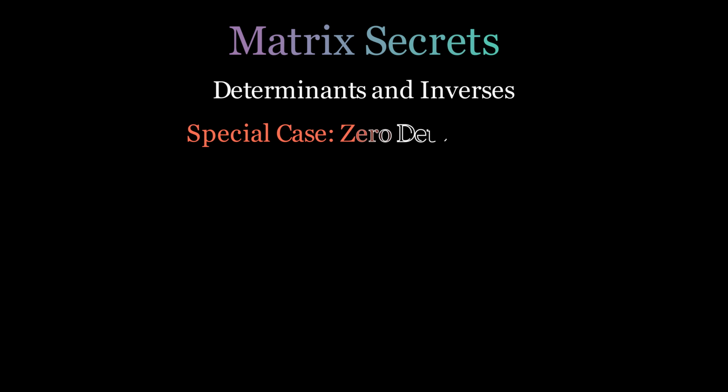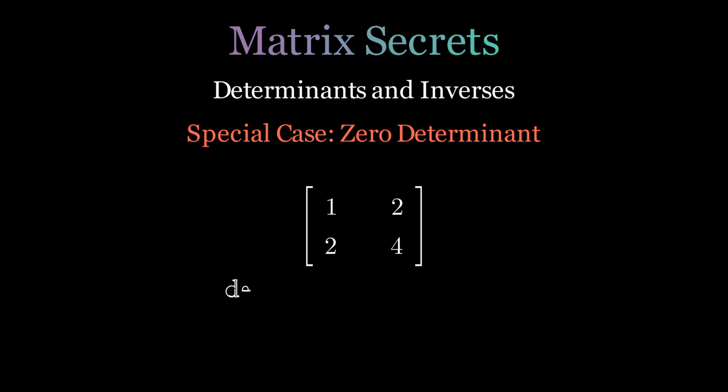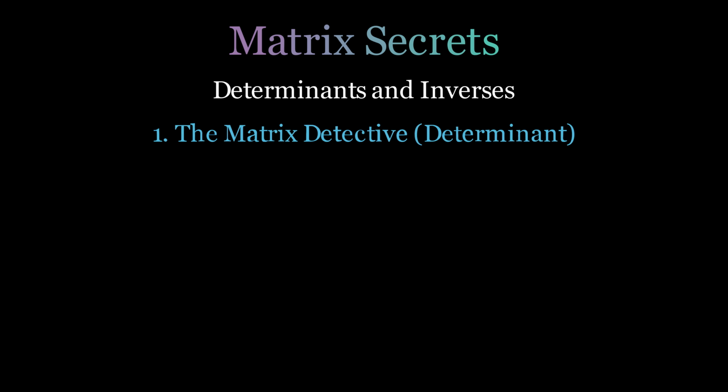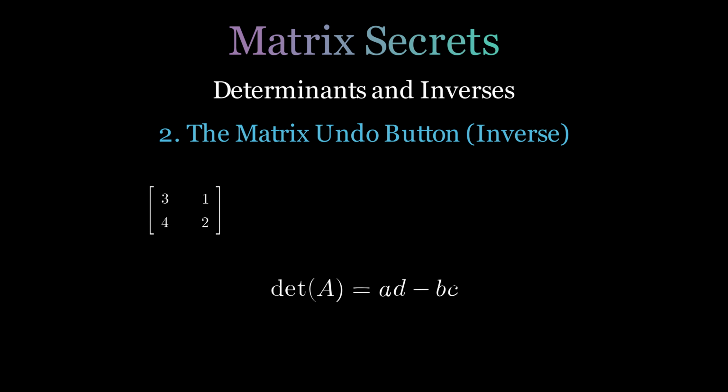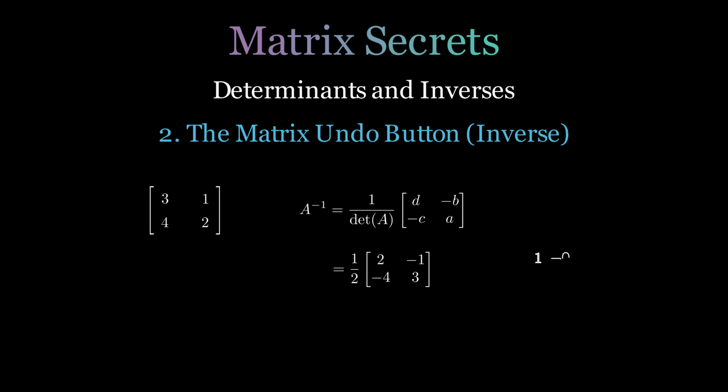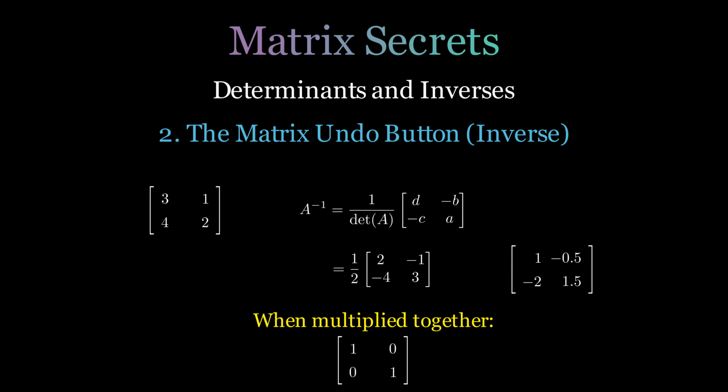When the determinant is 0, it's like the matrix has collapsed into a line. This means the matrix can't be inverted, just like you can't unflatten a pancake. The inverse matrix is like an undo button. When you multiply a matrix by its inverse, you get back the identity matrix, just like when you undo an action.